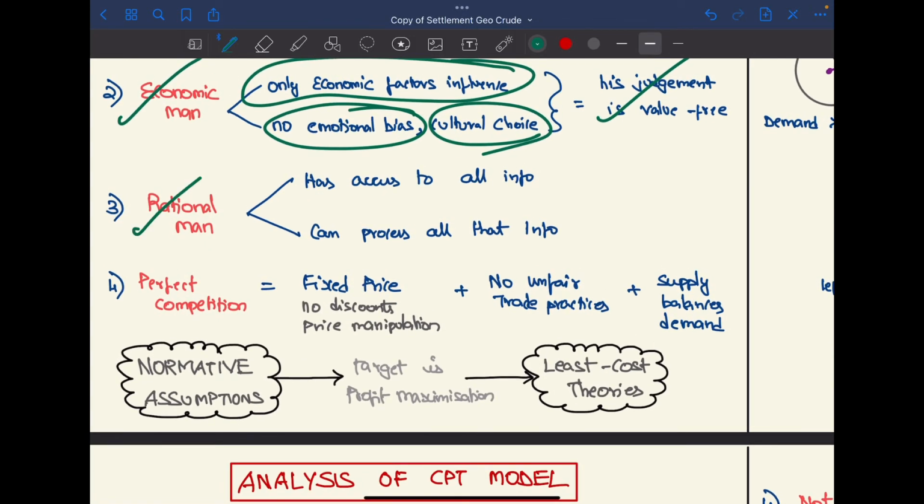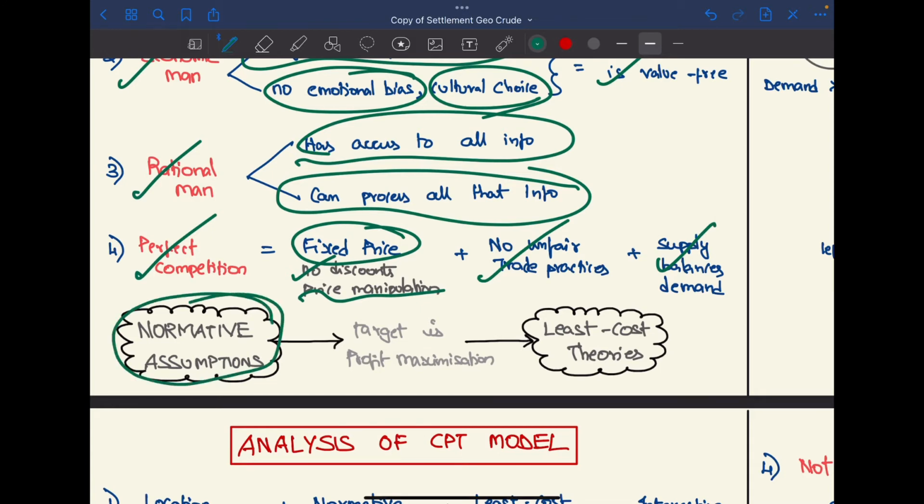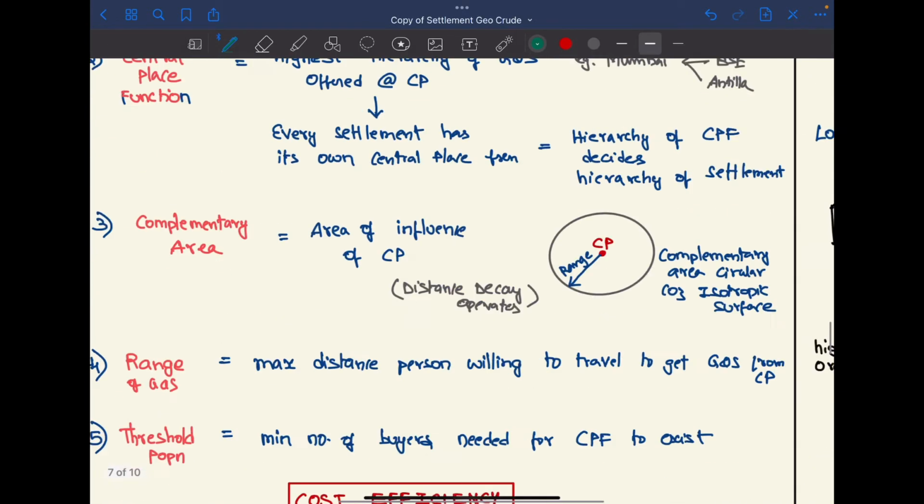Next, he is a rational man. That is, he has access to all the info and he can process all that info also. Next, perfect competition conditions exist. That is, there will be a fixed price and no discounts will be offered for price manipulation. No unfair trade practice will be there, and supply exactly balances the demand. This is why all these assumptions are called normative assumptions, and the target is profit maximization. Therefore, the theories are also called least cost theories.